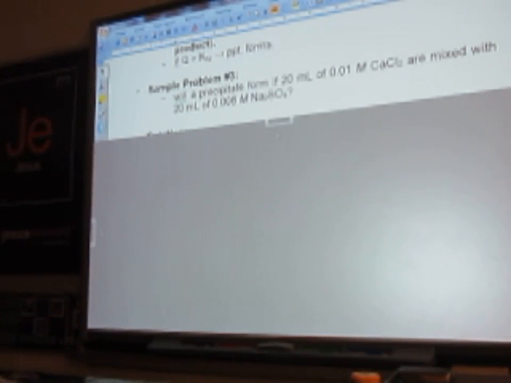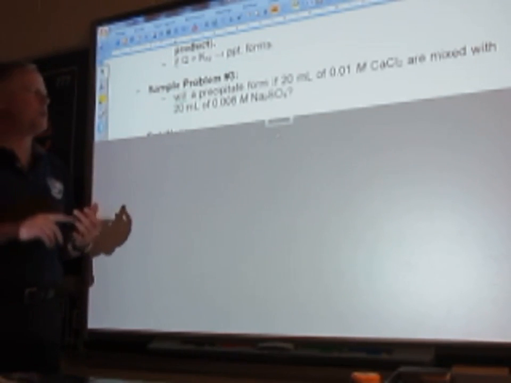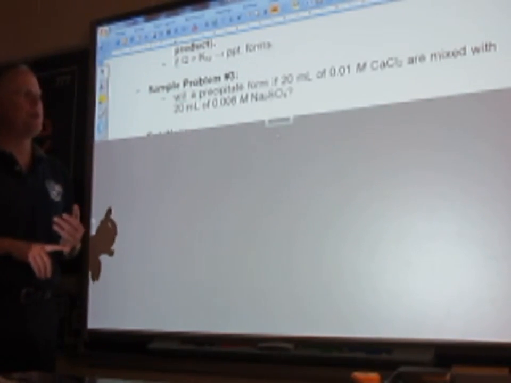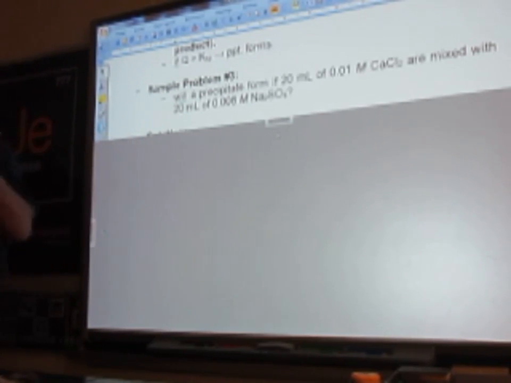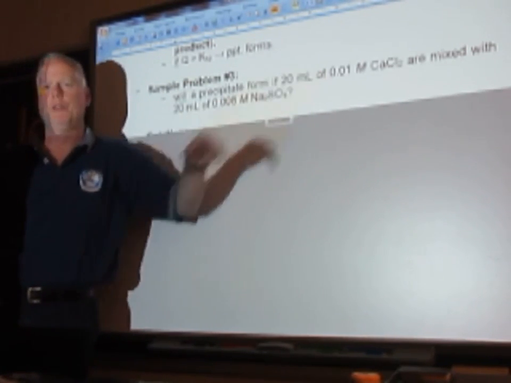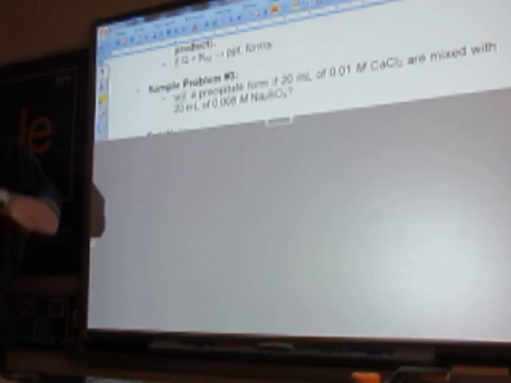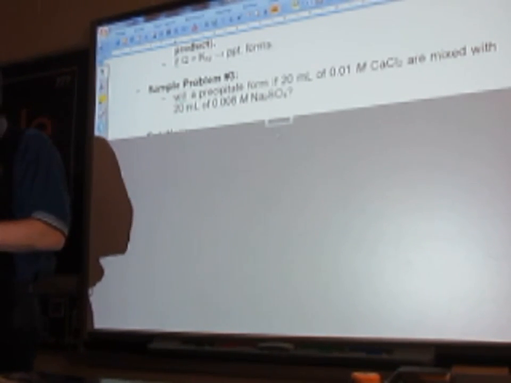So, will a precipitate form if 20 mL of 0.01 molar calcium chloride is mixed with 20 mL of 0.008 molar sodium sulfate? So here's our two solutions. These are the concentrations of each of the solutions. We're going to take those two solutions and we're going to mix them together.